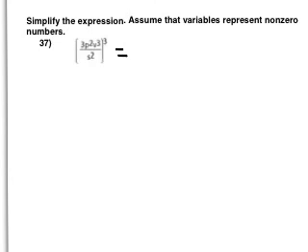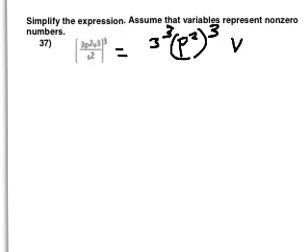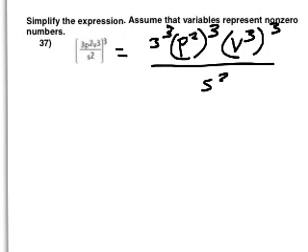So this becomes 3 to the third power. Everything in there, not just the variables. We've got p to the second power, and that is to the third power. We've got v to the third power, and that is to the third power. And then s to the second power is to the third power. See, this is one way to do it. This is not the way I'd usually do it, but this is one way to do it.